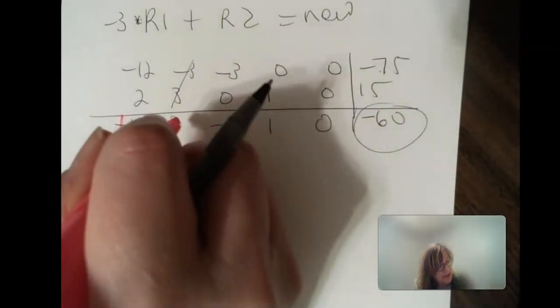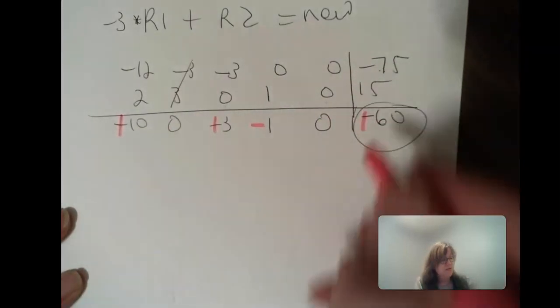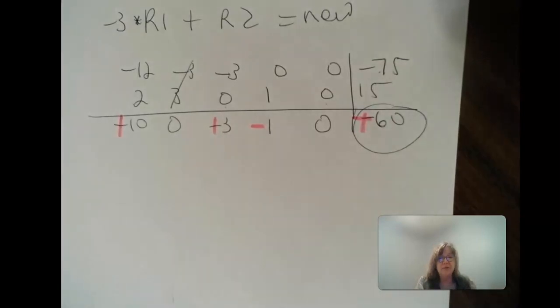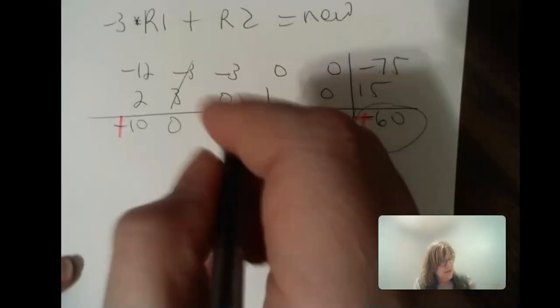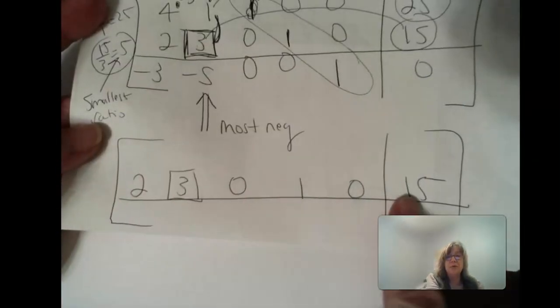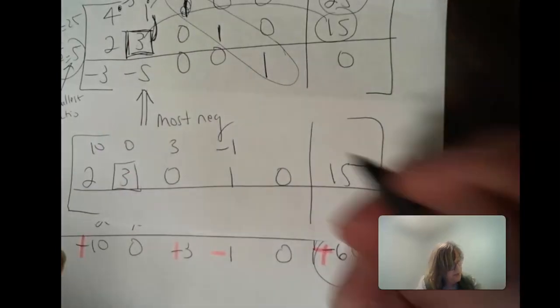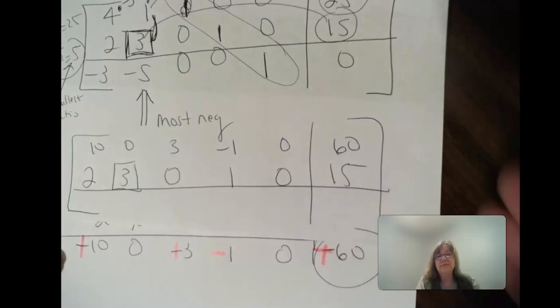So it's going to become positive, positive, negative, 0, and then positive. Okay, because I multiplied through by negative 1. This is my new, well, if you're like, where does it go? Well, row 2 is permanent. This is your new row 1. So this is new row 1. So I'm going to write it in there. So row 1 is now 10, 0, positive 3, negative 1, 0, and 60.